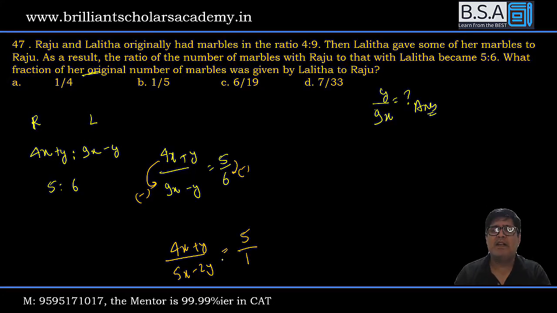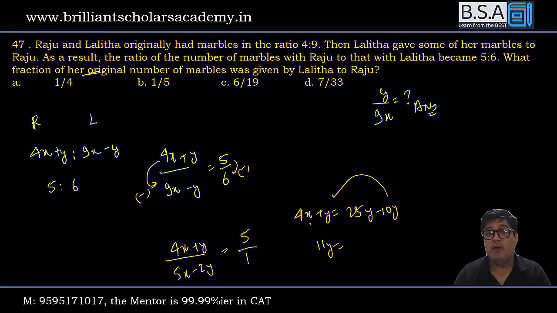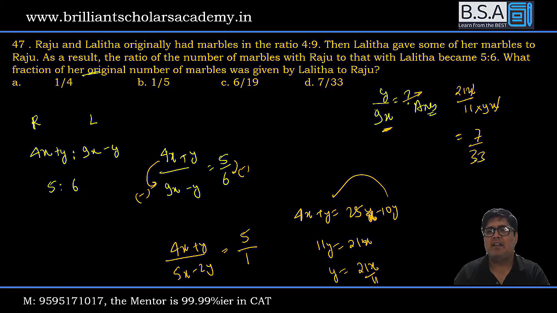Now you cross multiply, nothing wrong. So what you have here is 4x plus y is equal to 25 minus 10y. Transfer it. 11y is equal to, a very strange answer is coming, 21x. 21x, that is the value of y. So y is equal to 21x by 11. So here you have y, 21x by 11. What do we have here? In the denominator, what do we have? 9x. X is cancelled, 3, 7 by 33.